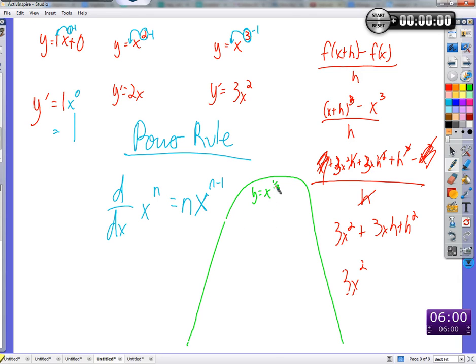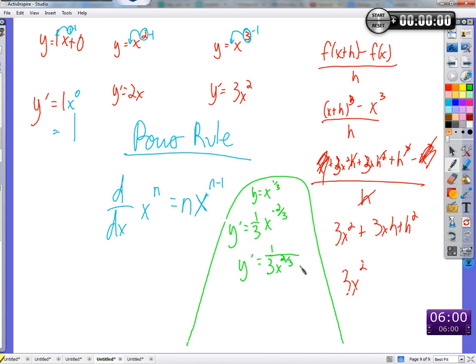So we take the derivative of x to the 1/3. One third x to the negative 2/3. Well, if you raise something to a negative power, it goes to the denominator, so we can write it this way: 1 over 3 times x to the 2/3.